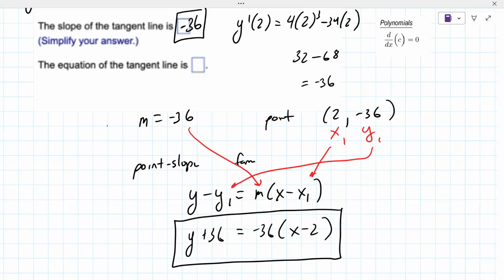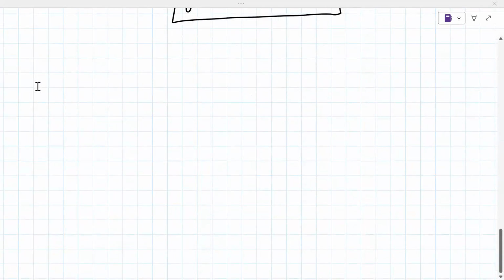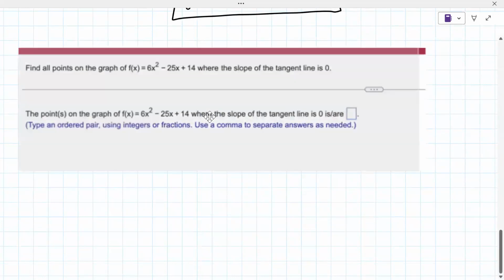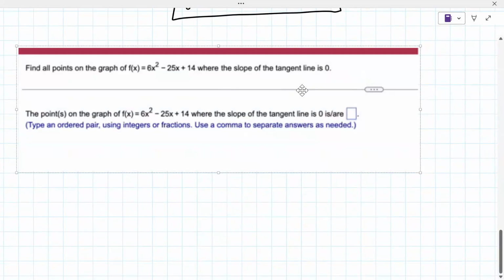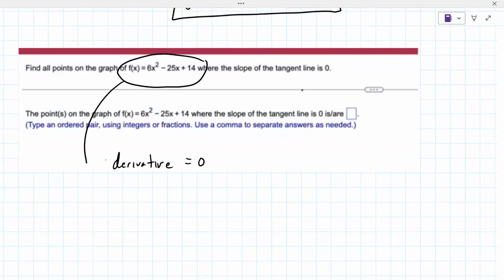All right. Next question here. All right, find all points on the graph where the slope of the tangent line is 0. So what this is requiring you to do is to determine the derivative, and then you're going to set the derivative equal to 0. So we have to take the derivative of this here.